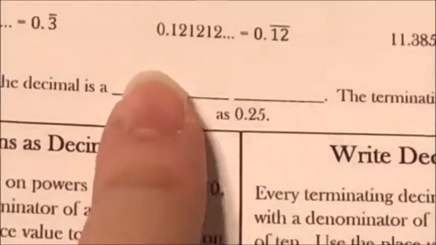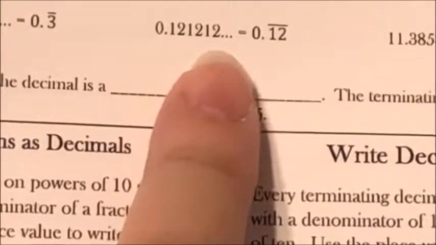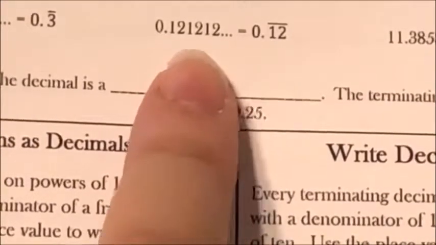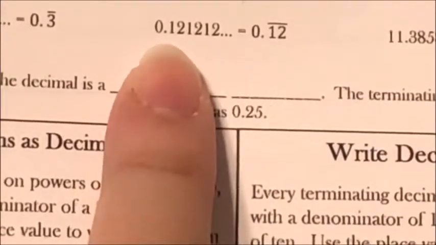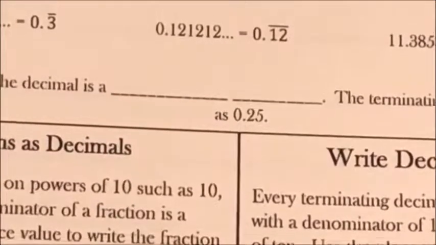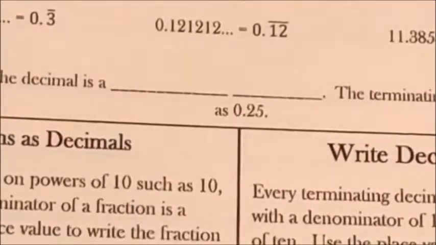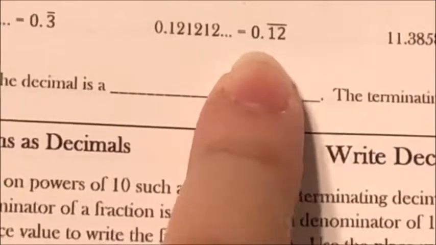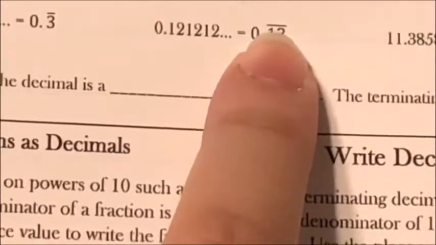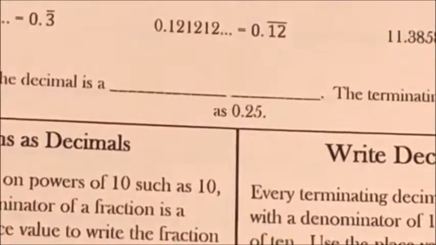I also have 0.121212 with the dot dot dot. That means the 1 and the 2 are repeating. That's the pattern that repeats over and over again. So when I write this, I have 0.12 with the bar over both the 1 and the 2.